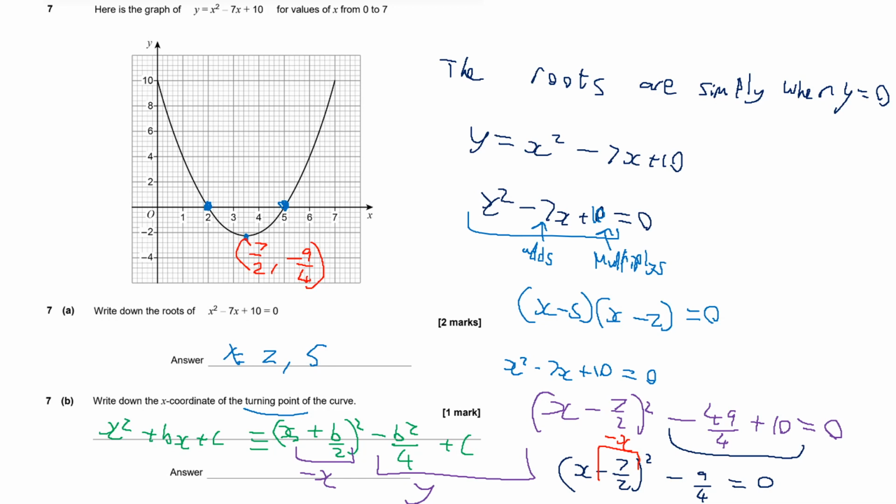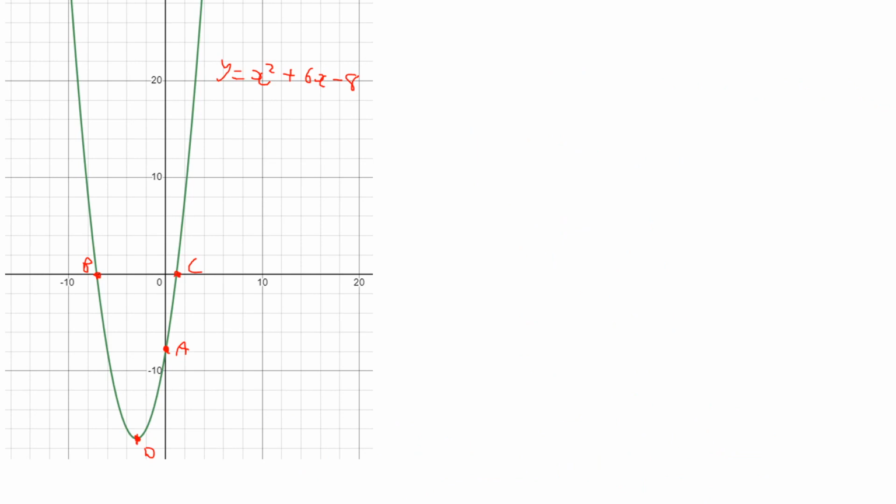Let's see an example. If we have an example like this, how are we going to find points A, B, C and D? Well, A is very easy. A is simply the y-intercept, which is minus 8. So we can say that A is equal to (0, minus 8).